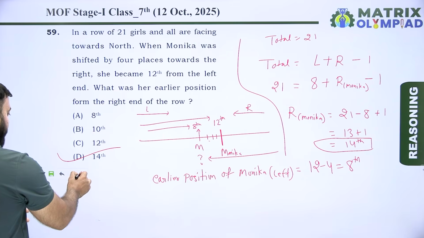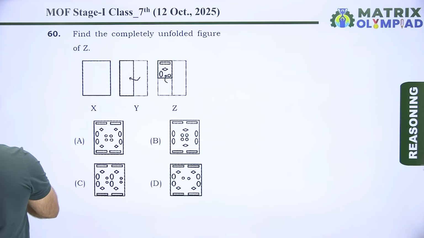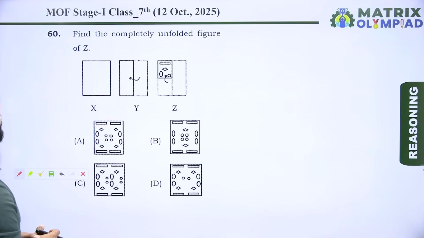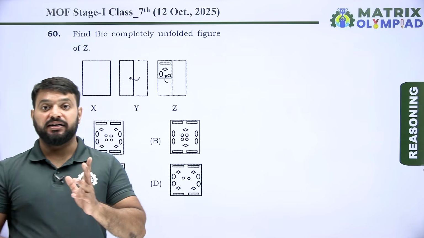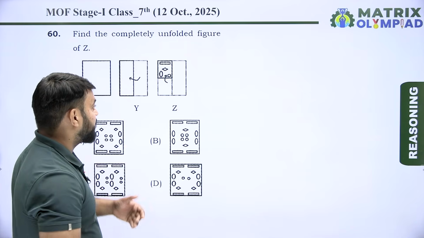Let's move on to the next question. So now the next question is question number 60. Find the completely unfolded figure of Z. So unfold the paper in the same direction as when it was folded and find the mirror image in each case. So first unfold the Z.